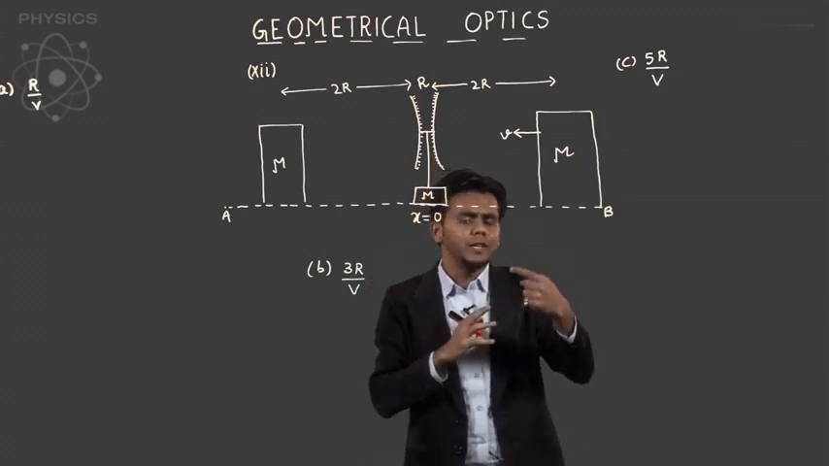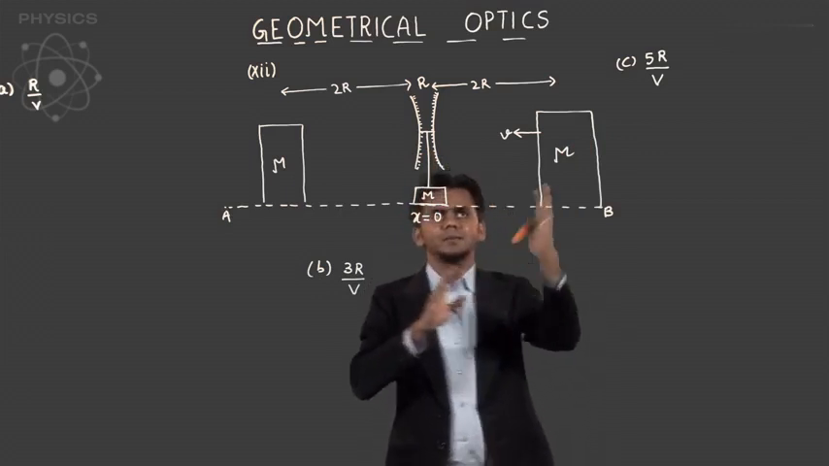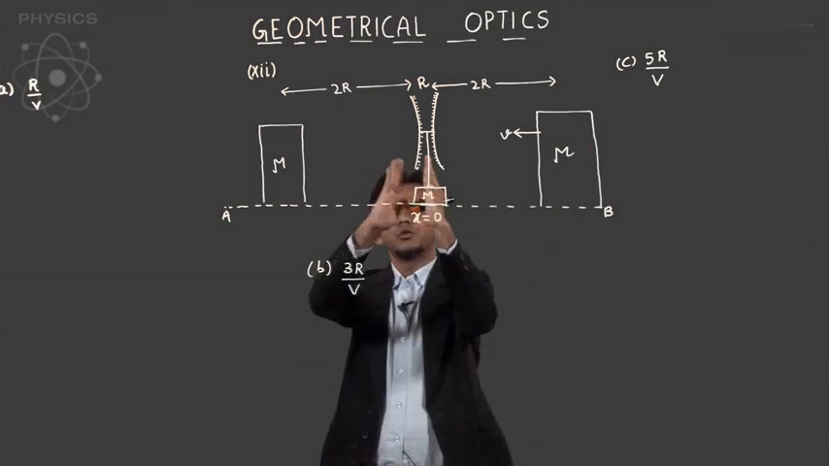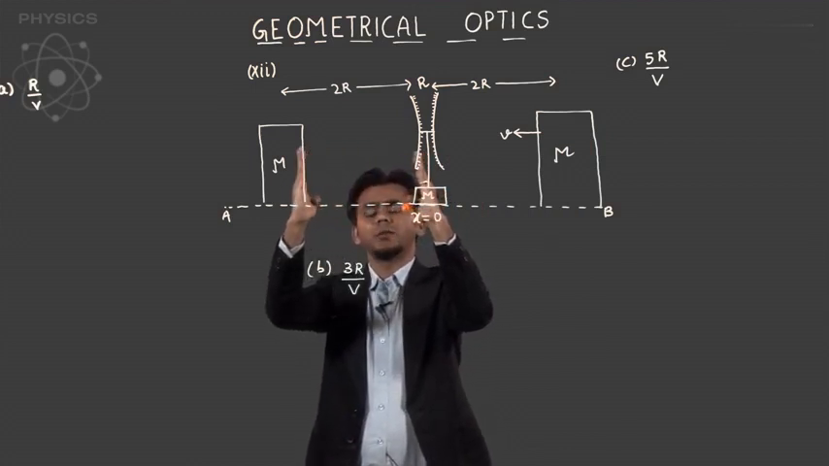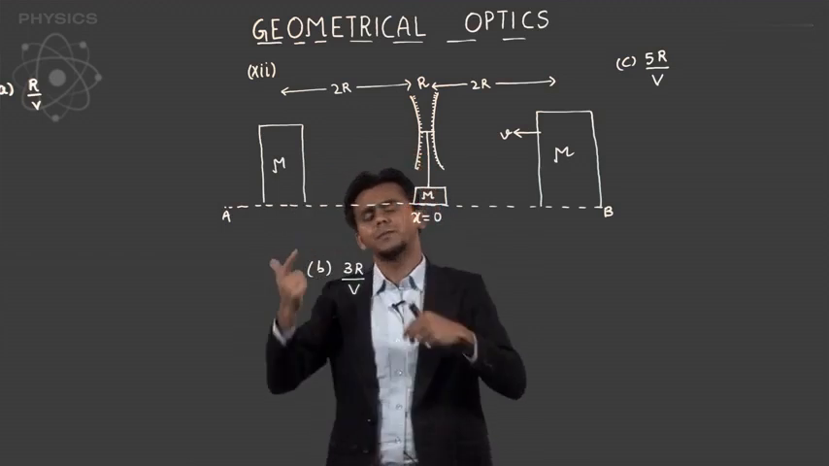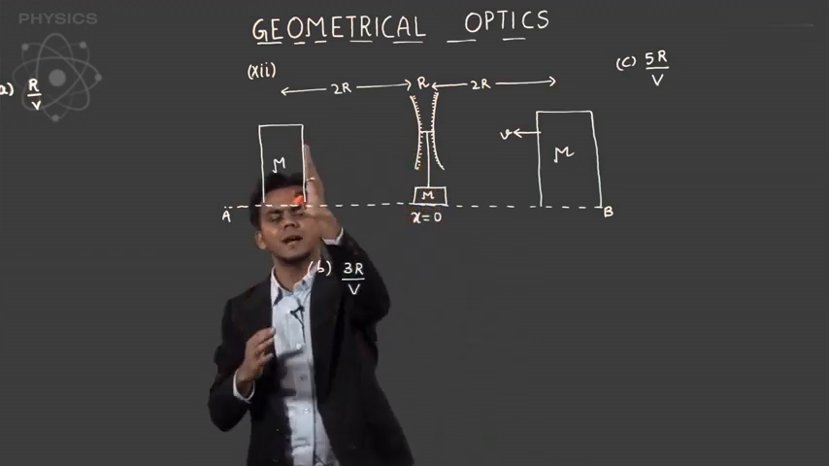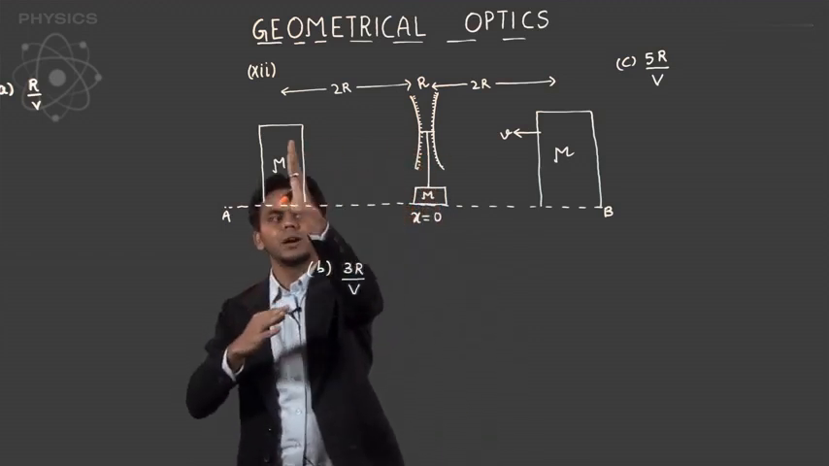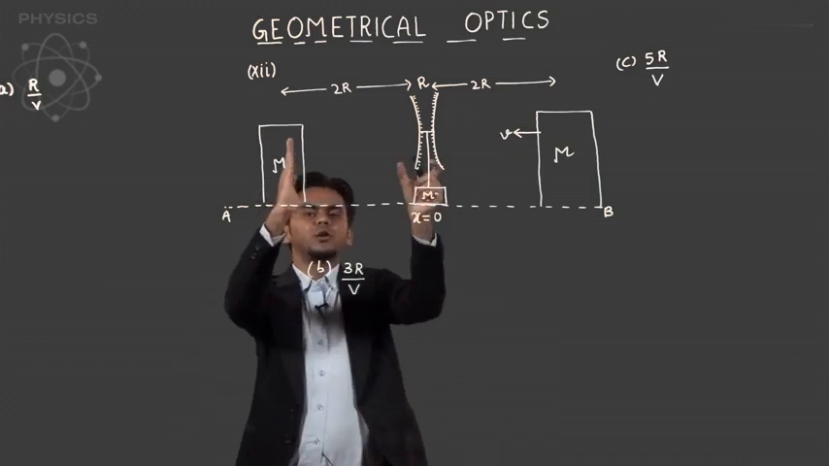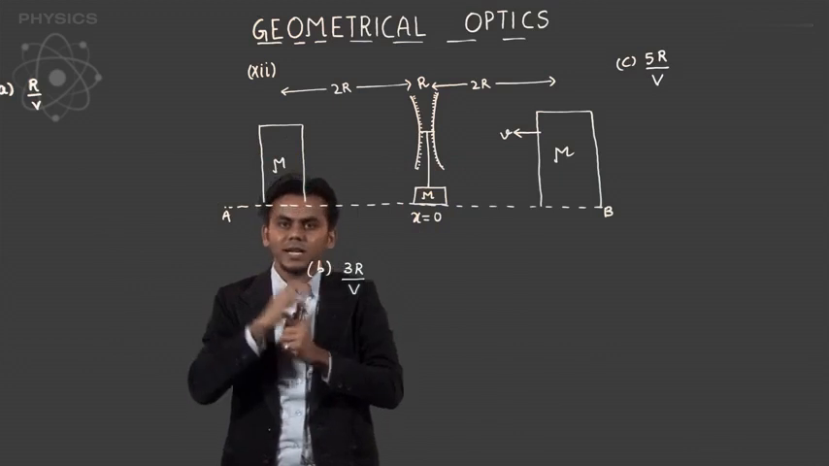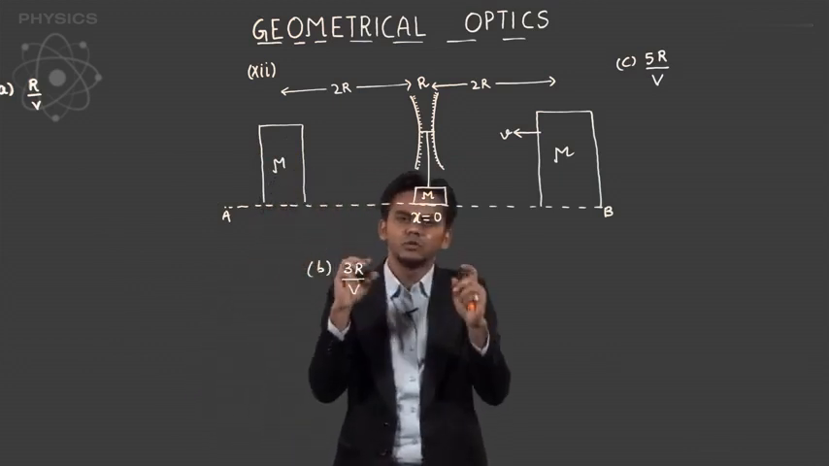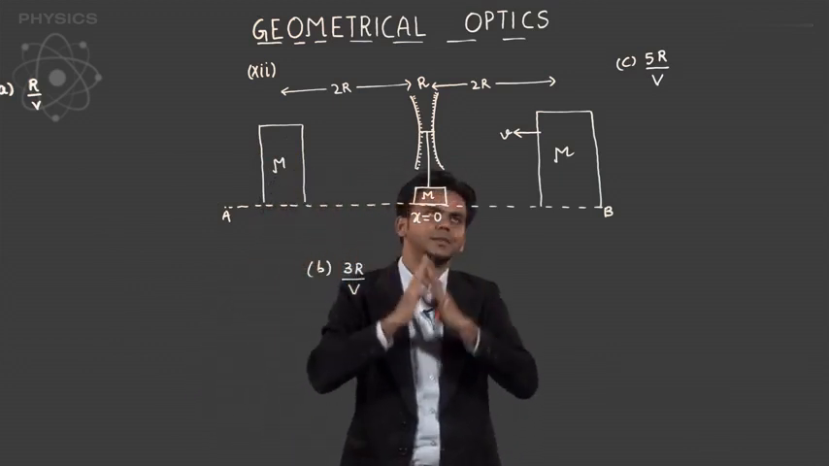After 2r by v to 4r by v, this would be at rest and the mirror would be moving towards this till 4r by v. After 4r by v, the mirror would hit this mass and collide with it. The mirror would come over here, this mass would be over here, and this mass would be proceeding towards this direction. So I can successfully divide this motion into three distinct categories.